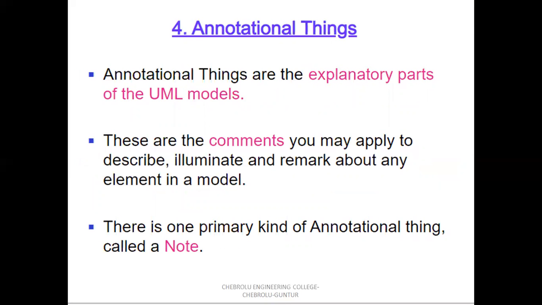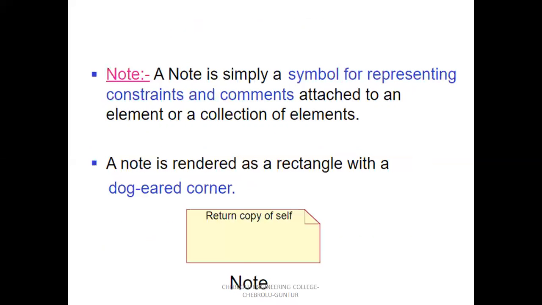Next, last one, annotational things. Annotational things are the explanatory parts of UML models. These are the comments you may apply to describe, illustrate, and remark about any element in the model. One of the primary kinds of annotational things is the note. A note is simply a symbol for representing constraints and comments attached to an element or a collection of elements. A note is represented by a rectangle with a dog-eared corner.